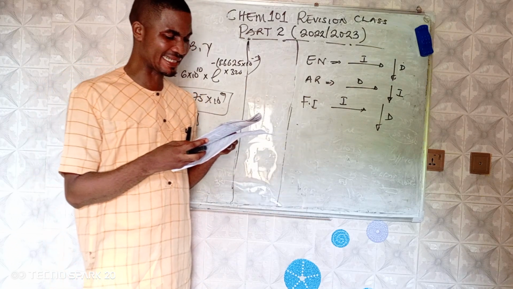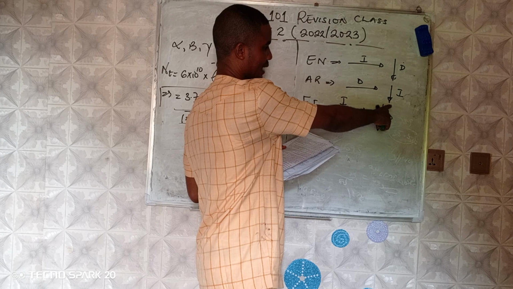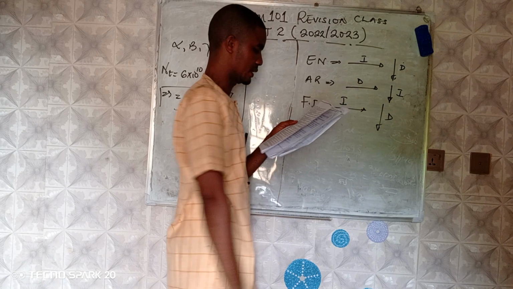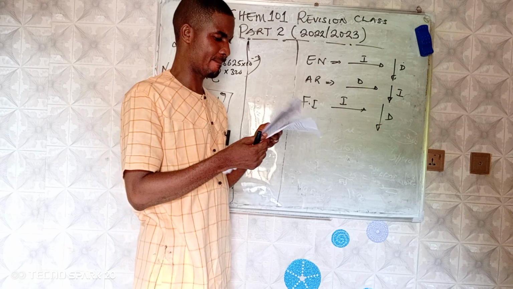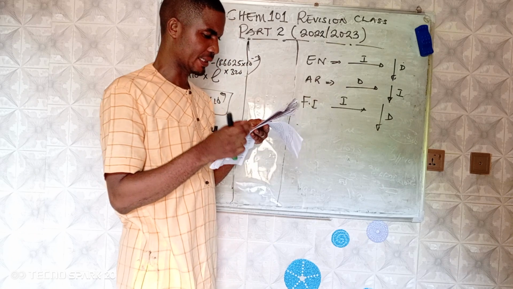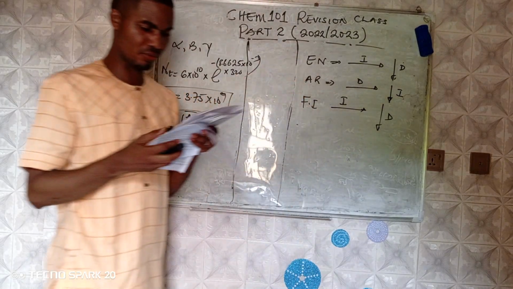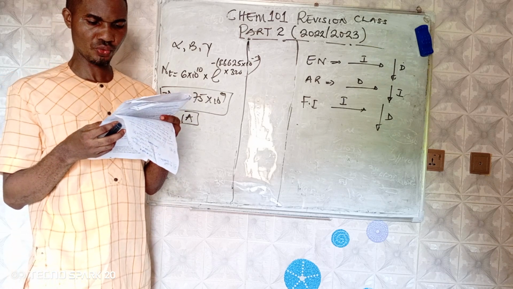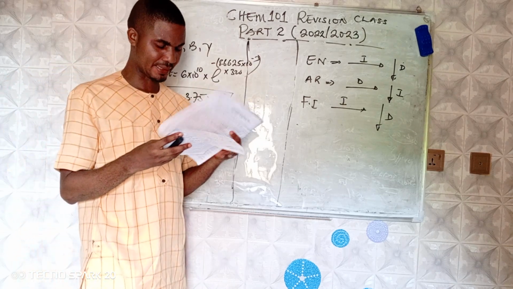Which of the following increases down the group? Are you seeing that? Question number 35: what increases down the group is atomic radius. So question 35 is settled, atomic radius. So option C, atomic radius. 36.